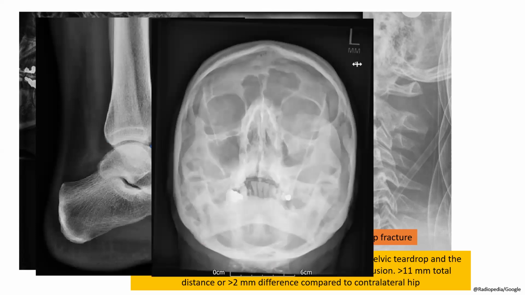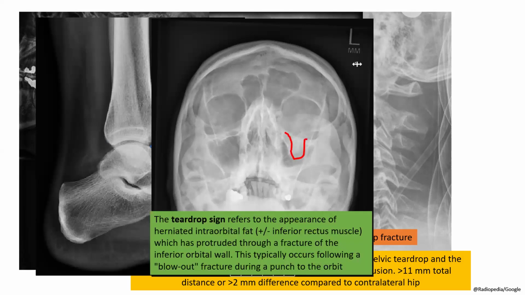There's one more teardrop which is described in the PNS radiograph, and it is because of fracture of the floor of the orbit, and it is because of the appearance of herniated intraorbital fat, which is actually protruding into the maxillary sinus, and it occurs in blowout fracture of the orbit. So this is the teardrop sign.